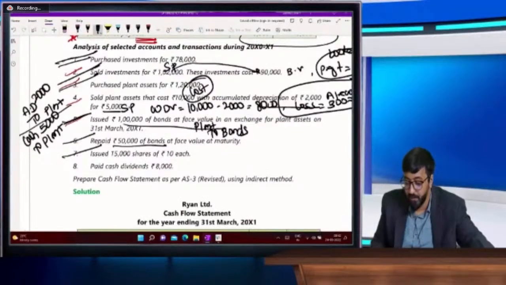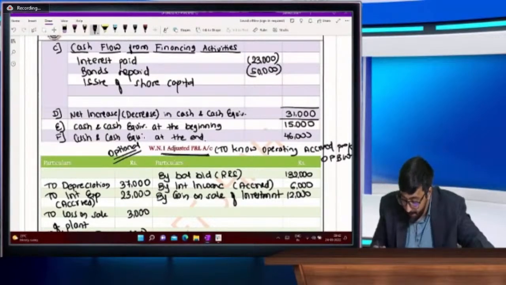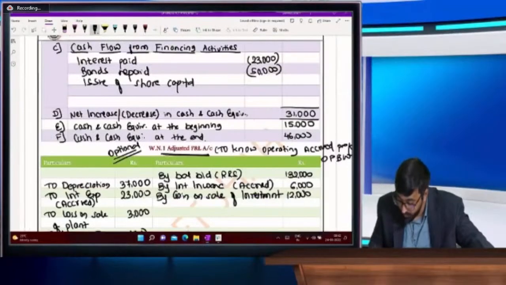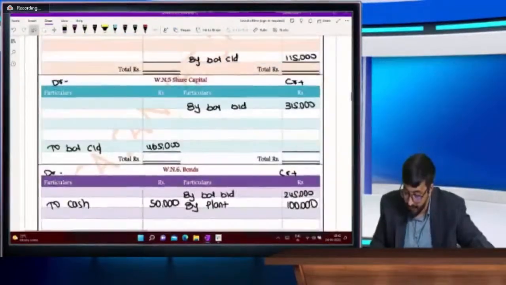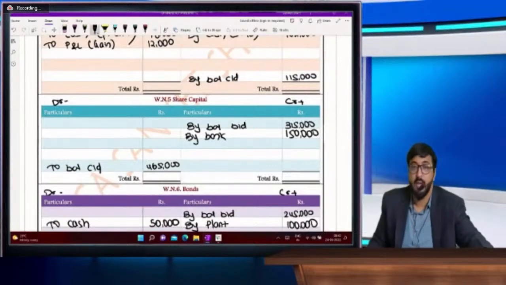Issued 15,000 shares. Bank to equity share capital. Bank means inflow. So here only issue of shares, issue of share capital. How much? 1,50,000. And the second effect, capital credit by bank 1,50,000.